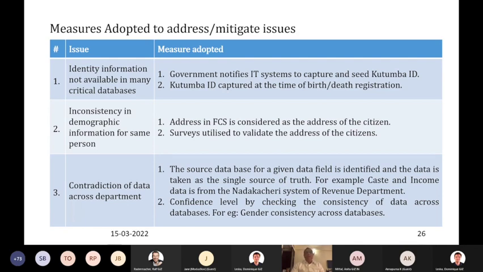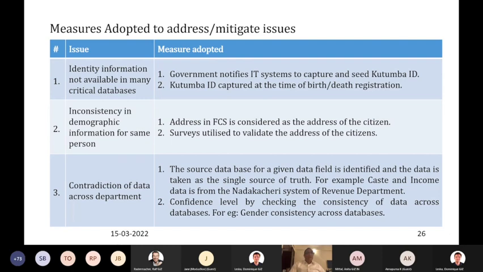If you can't seed Aadhaar because of legal problems, although we have that clause called 44B2, where the union government gives you permission to seed Aadhaar on a voluntary basis, we issued government orders saying that these are the systems where Kutumba ID will be seeded at least prospectively, if not in a retrospective manner. And then, of course, Kutumba ID is captured at the time of birth and death registration. So we slowly started improving.